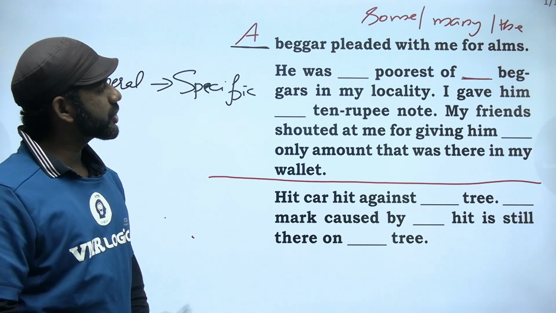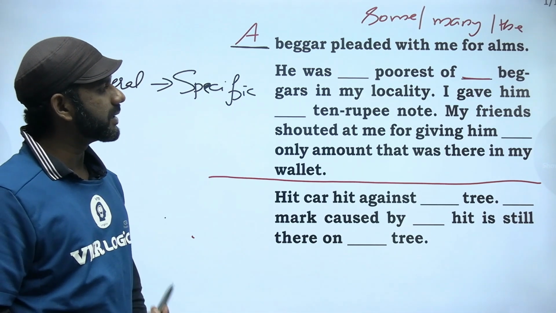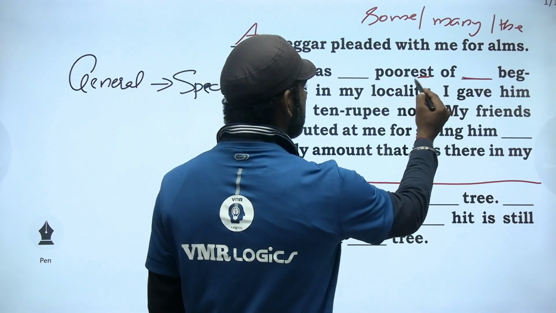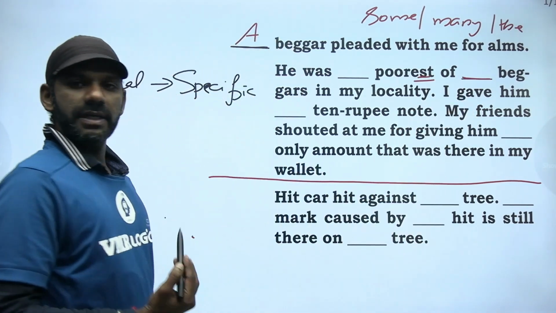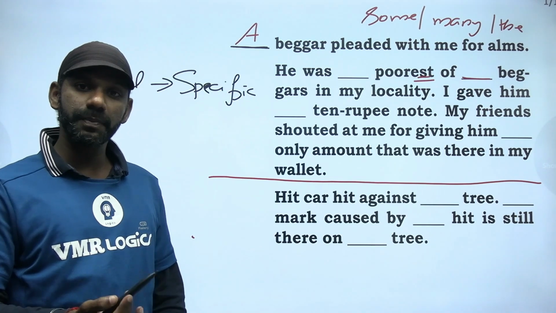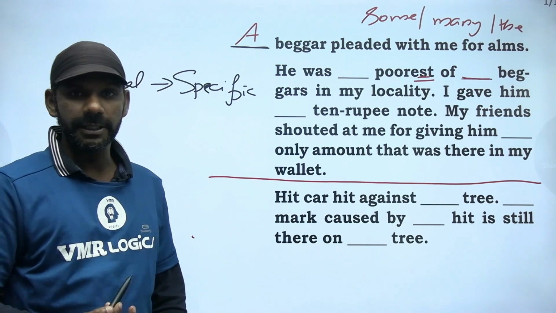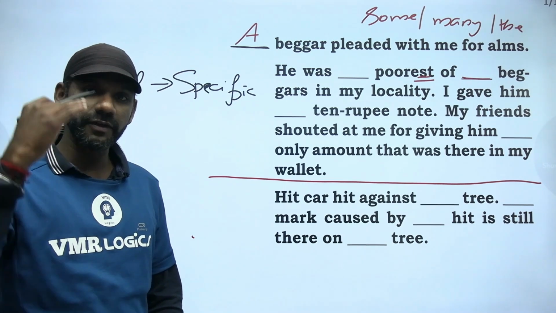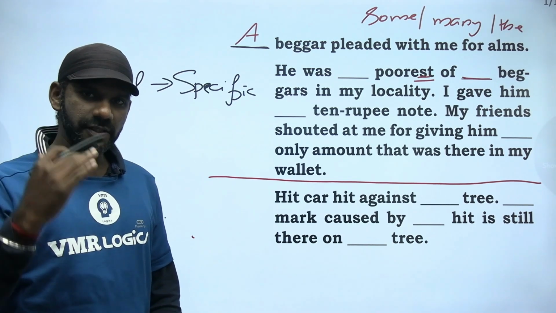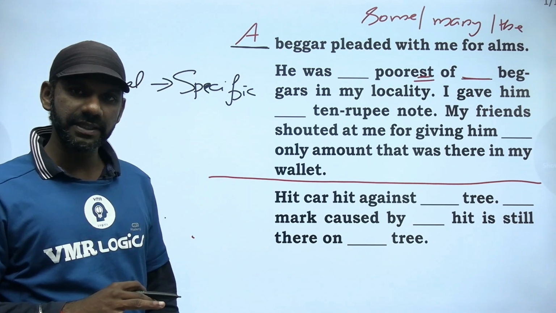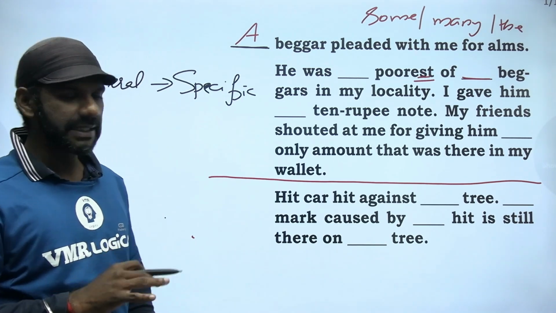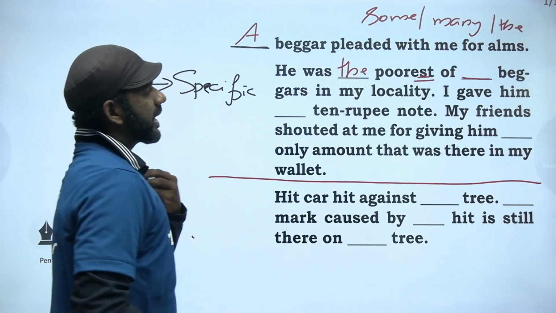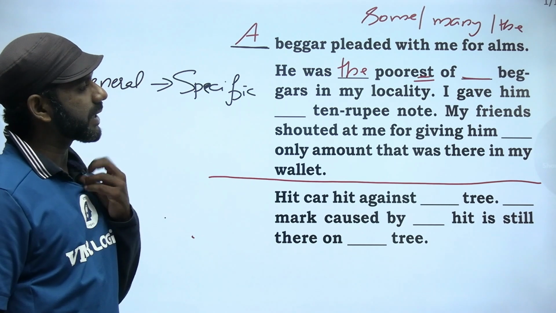He was dash poorest of dash beggars in my locality. Poorest is an ST word, a superlative degree adjective. Now, as we discussed, in front of a superlative degree adjective, it must be the. Superlative means we are referring to that specific level. As we are referring to the specific level, in front of a superlative degree adjective, it must be the definite article the. So, he was the poorest of dash beggars in my locality.